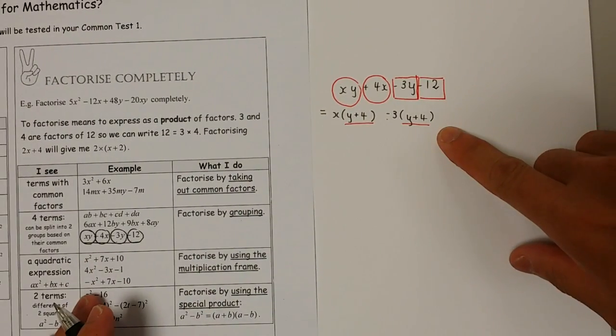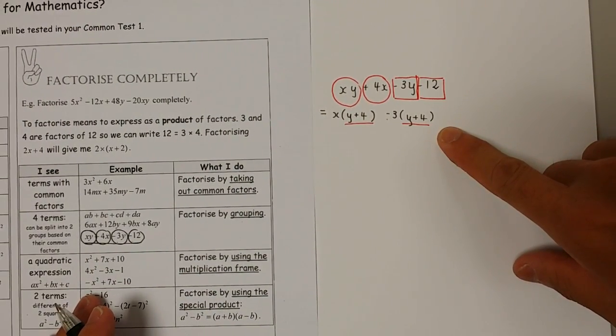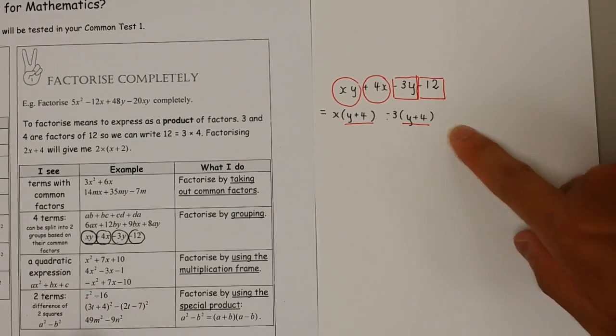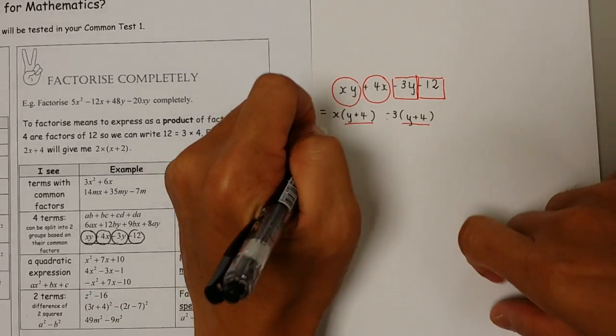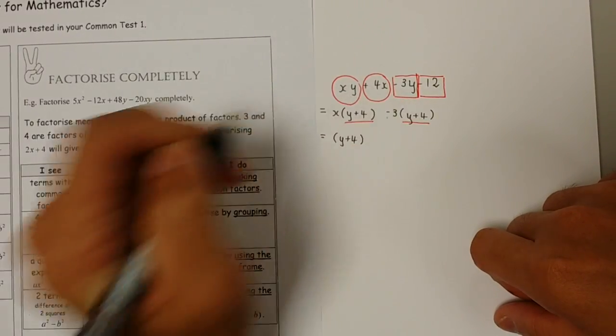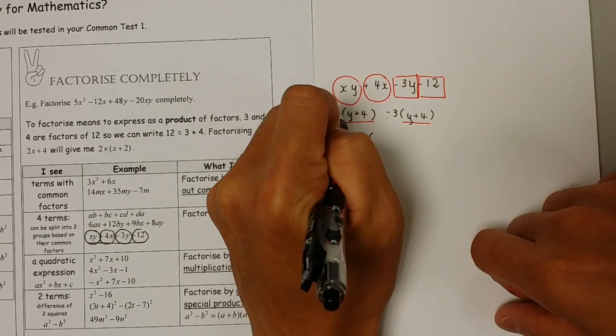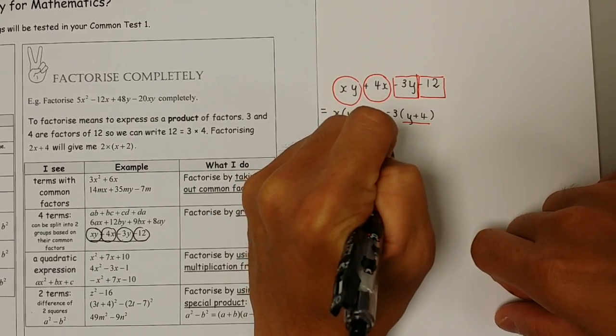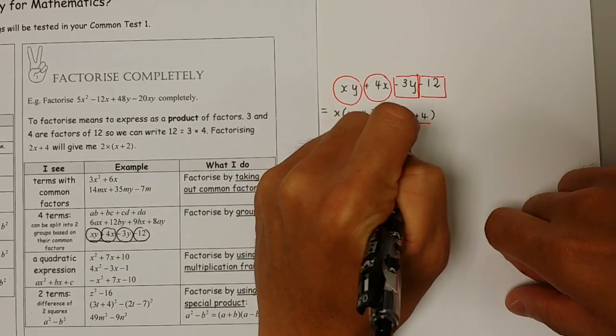So we are not done yet. Remember, to factorize is to make it into a product. This expression is not yet a product. We do one more step, which is to factorize out y plus 4 from both parts. What is left in the first part is x. The second part is negative 3.